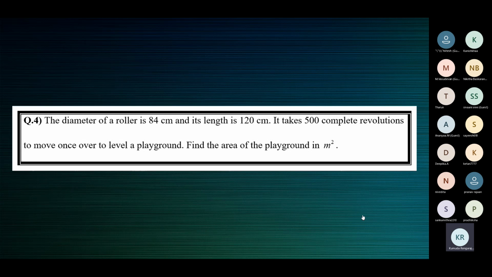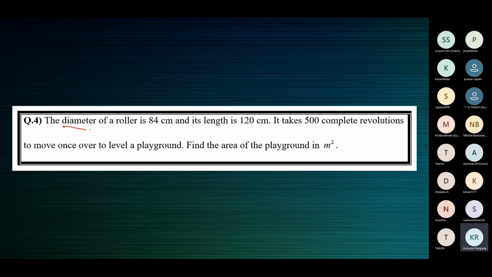A road roller, or a roller used to roll any ground when it's uneven. So here it's a playground. A playground is leveled using a cylindrical roller. So it's a cylinder, radius and height. It can be a cone also when radius and height are given. But in this case, because it's a roller, it is cylindrical.